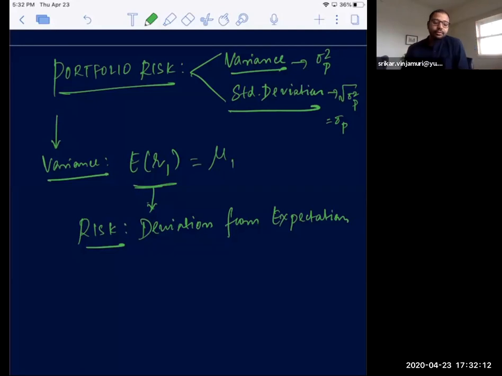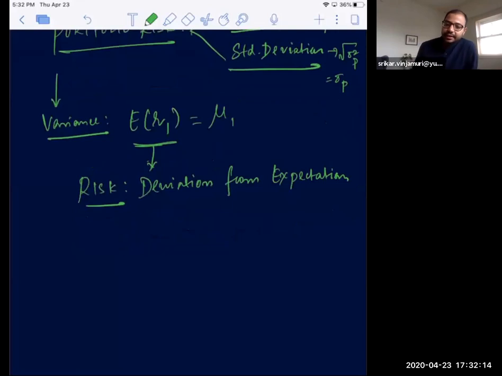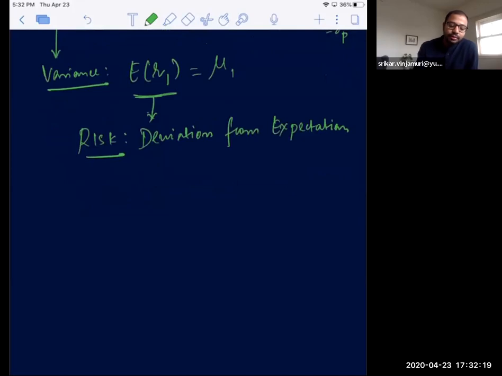When we think about risk in general in life, the intuitive understanding of risk is the deviation from expectation. And how do we form this? If you think about how the variance itself is constructed, say R1 is a random variable.